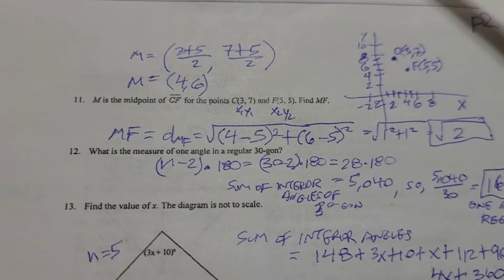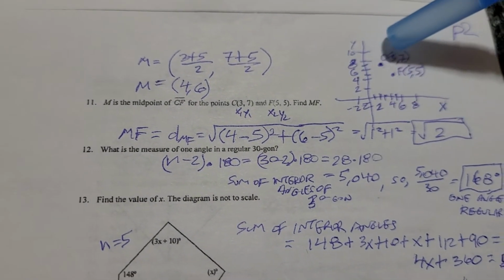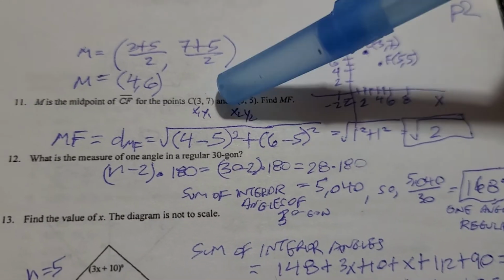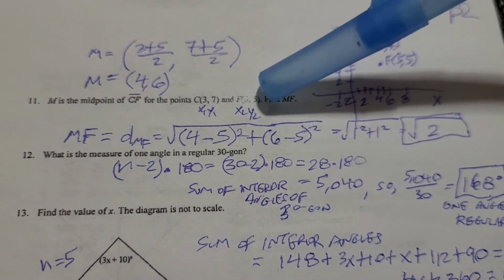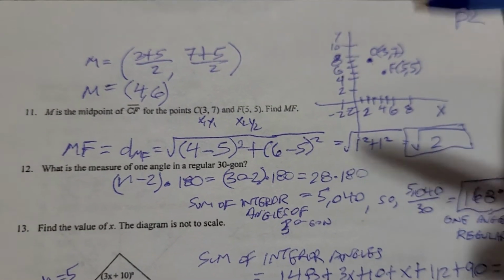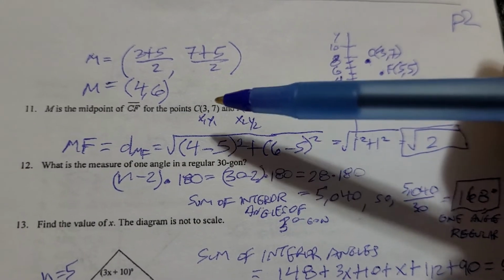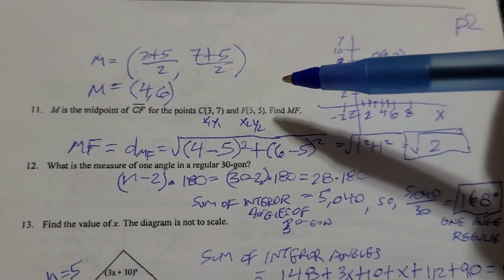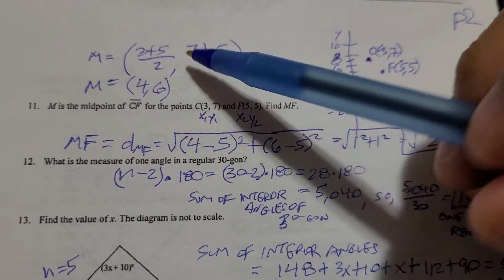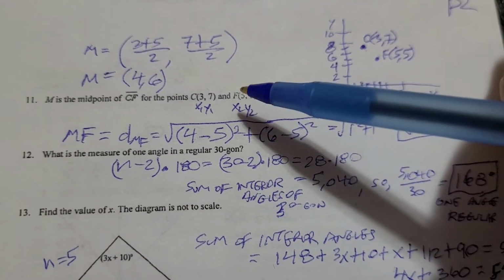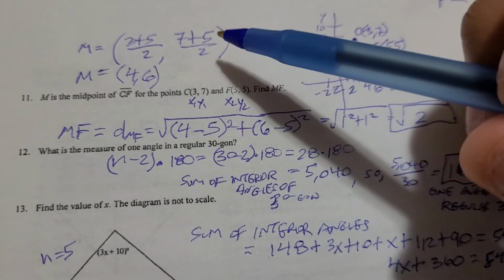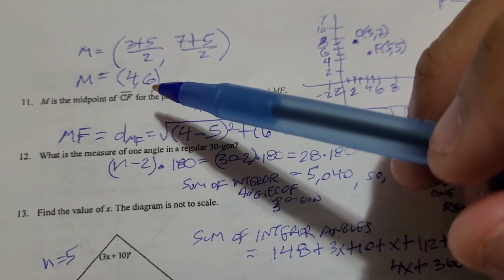Okay, so first of all, let's find the midpoint between these 2 points right here. The points that they're being given. So I'm just going to add the x's together, divided by 2. 3 plus 5 is 8. 8 divided by 2 is going to be 4. And then my y's are 7 and 5. Add those together, that's 12 over 2 is 6.